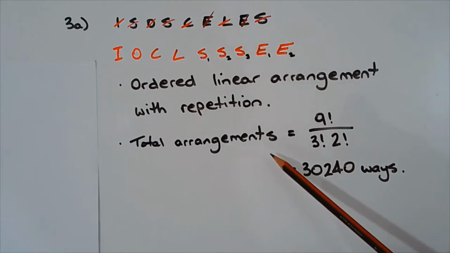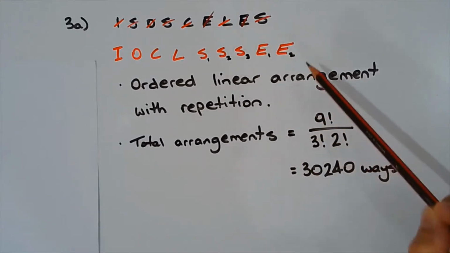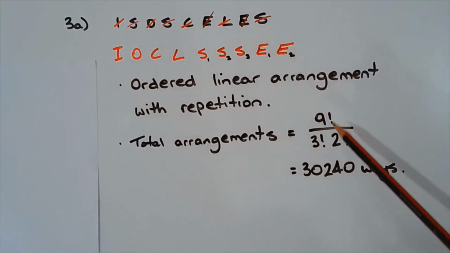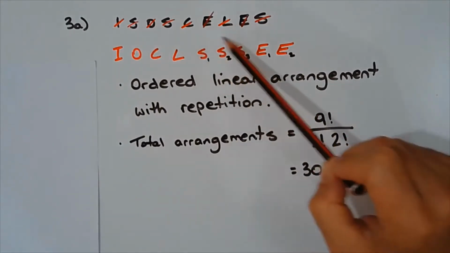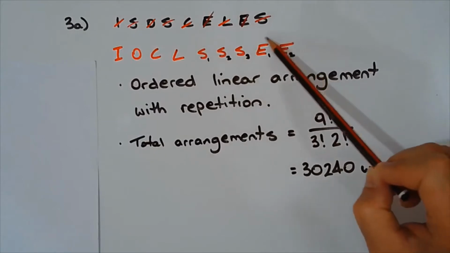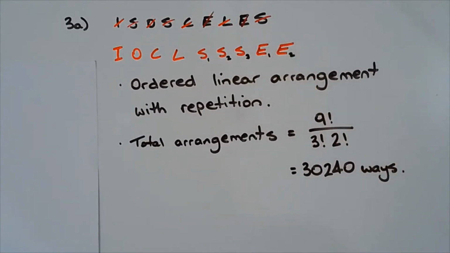So the total number of arrangements is equal to 9 factorial, so that's arranging the 9 letters, and dividing by 3 factorial, 2 factorial, which is the number of ways that the S's can be arranged among themselves, and the number of ways the 2 E's can be arranged among themselves. And that equals 30,240 ways.